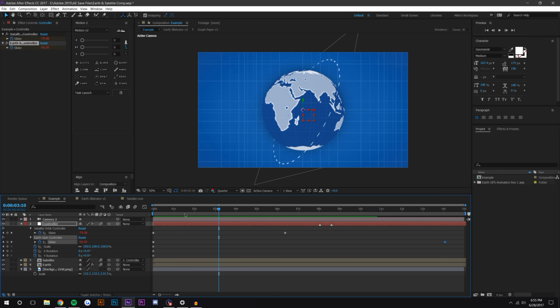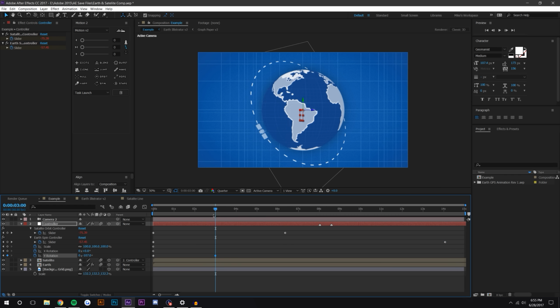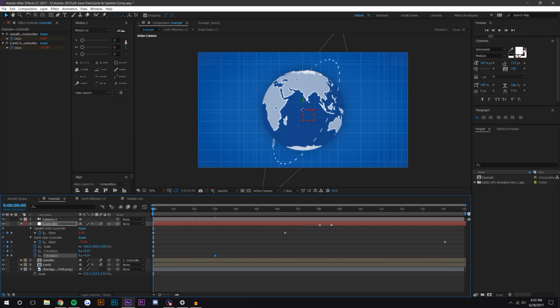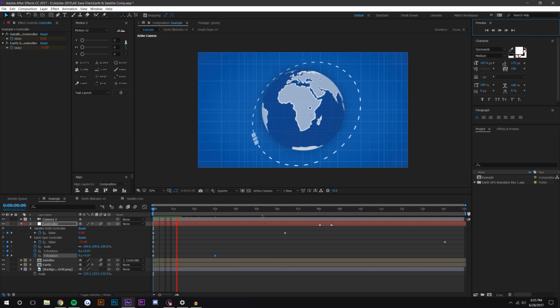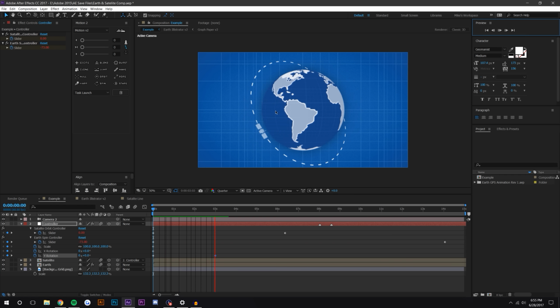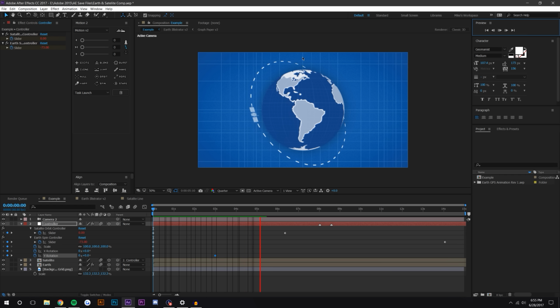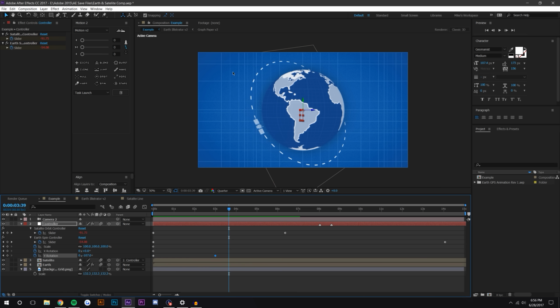Let's now take a look at what happens when we add some rotation here. I could spin this system using keyframes, and you'll see that the whole system will spin continuously, and it will take into account the spin of the planet as well as the spin of the satellite.